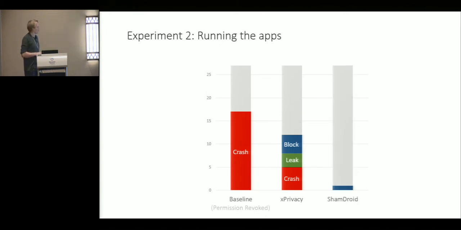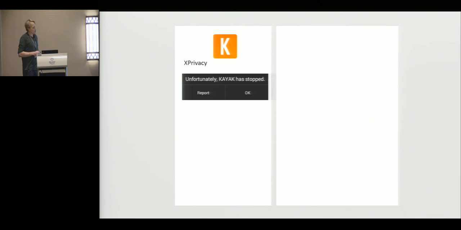And then our tool actually performs very well on these applications. Here the gray bar, of course, doesn't mean that the application works just as before, but it works modulo the functionality that really requires this particular permission. So in 26 of the cases, we were able to still use the application modulo, for example, seeing our location on the map and so on.